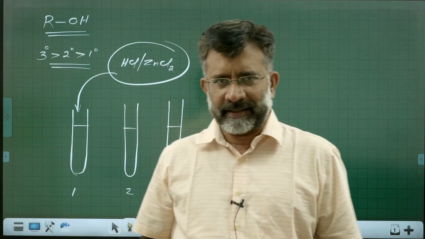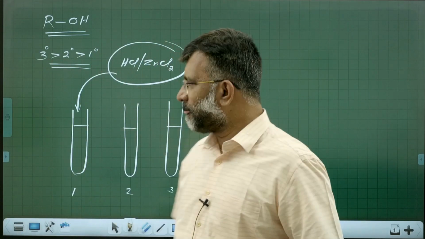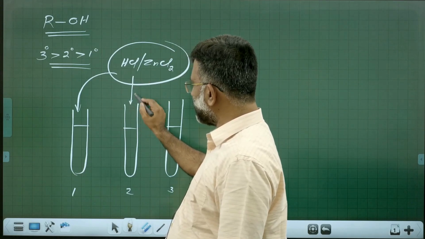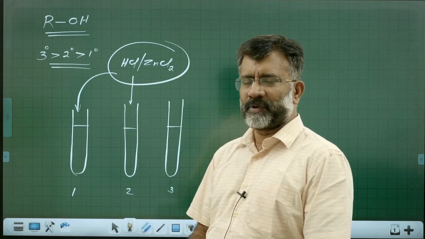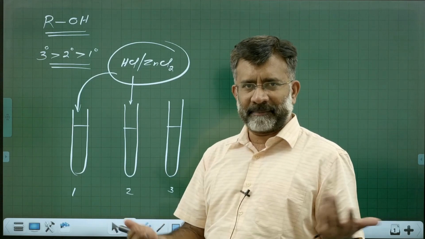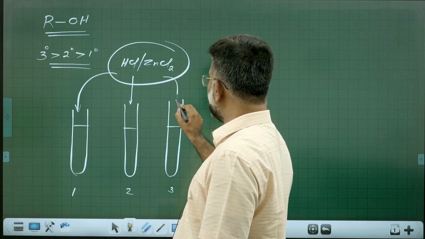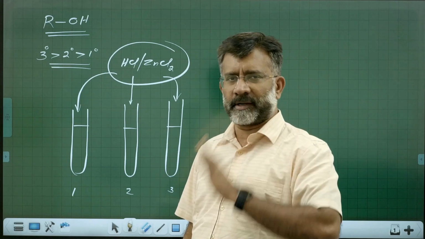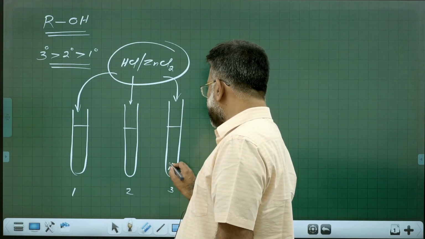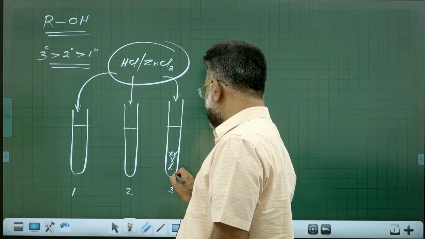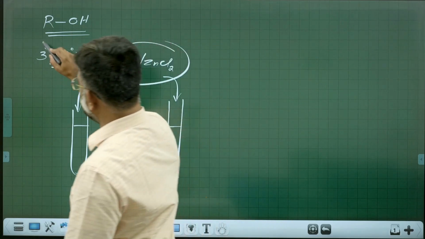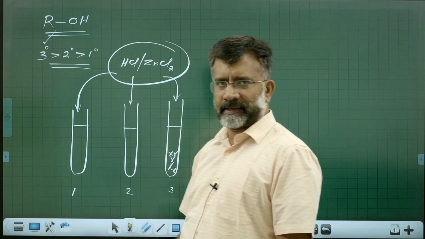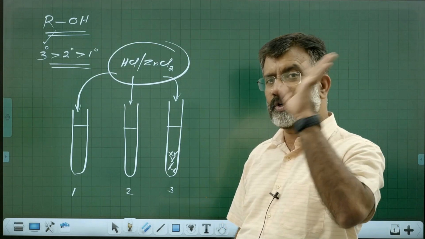You see that nothing happens. Then we add to the second test tube the same Lucas reagent. We see that nothing happens. And upon adding the Lucas reagent to the third test tube, you get an immediate turbidity. The immediate turbidity obtained is a clear indication that the reaction is quite instantaneous, which is given by tertiary alcohol.